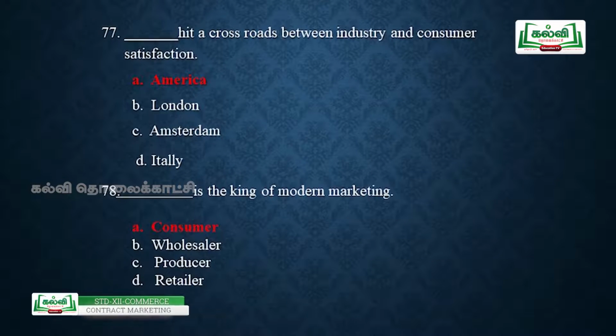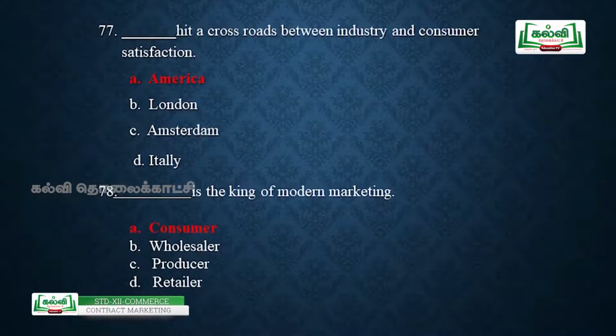Okay, the next one, dash is the king of modern marketing. We have 4 options: consumer, wholesaler, producer, retailer. All the products are produced only for the purpose of satisfaction of consumers, we all know, students, because the wholesaler produces the product for the purpose of selling all the products to the retailers. Producer and retailer, we all know, but consumer is the king of modern marketing. Mahatma Gandhiji also said that consumer is the king of modern marketing.